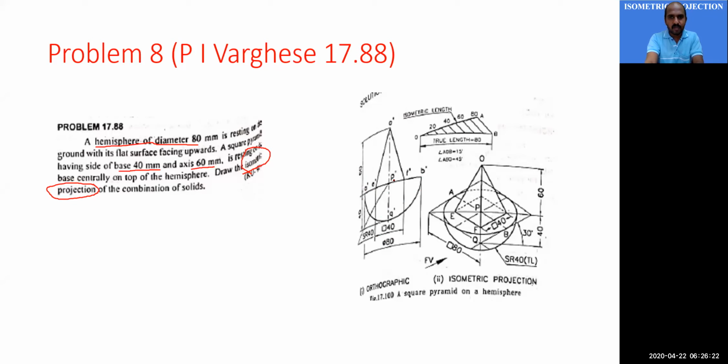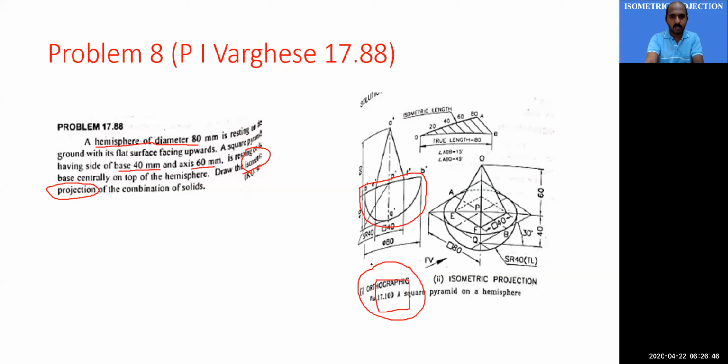Here is the front view of your hemisphere, which is resting on... So what about the top view? In the top view, here will be a circle, and above that we have a square prism. The square prism in the top view will appear as a square. Okay, square prism. So this is the top view.